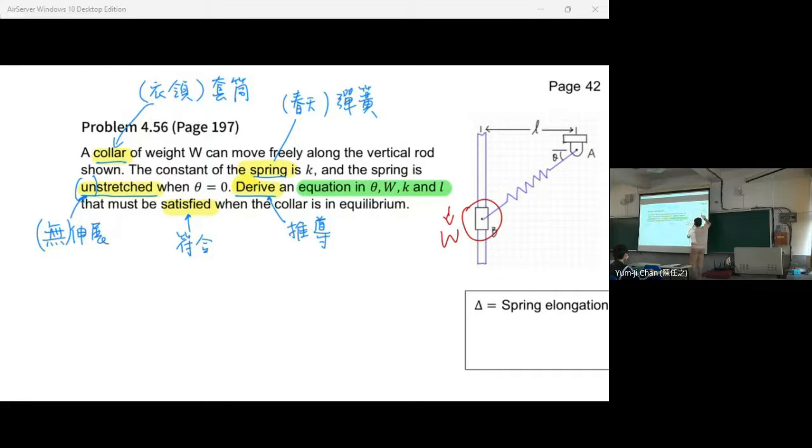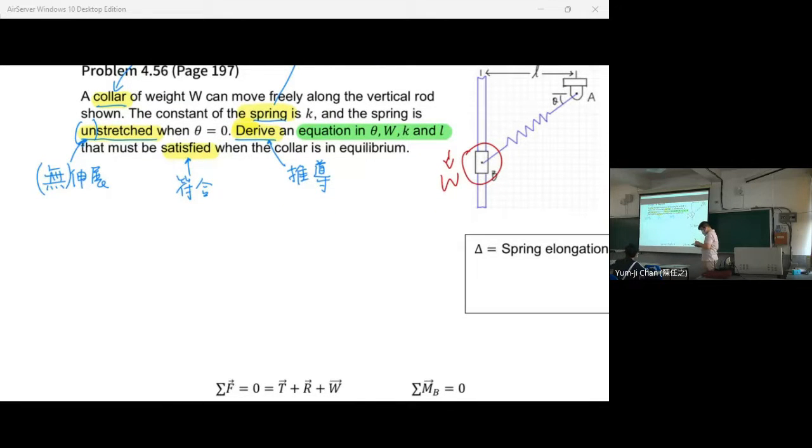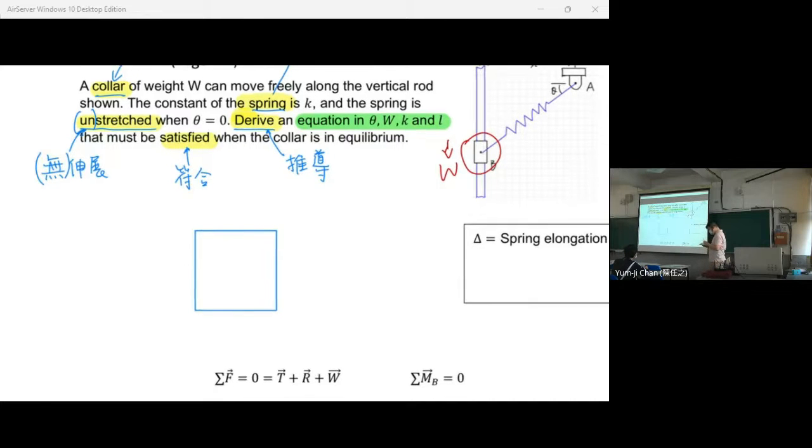So what is the value of theta? Because it will stop at some point, right? You go down, down, down, and here it stops, and it is equal to theta. So what's the value of theta? Now, the question says when the collar is in equilibrium, so we draw the free-body diagram of the collar, and here we have the x and y axis.